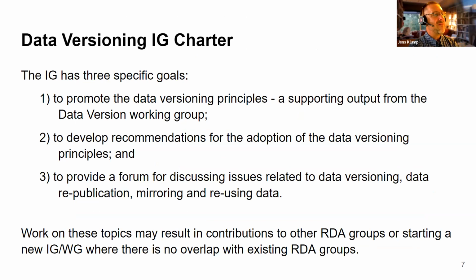The data versioning group has a charter, as all groups have, with 3 specific goals. Firstly, to promote the data versioning principles as the supporting output from the data versioning working group. Secondly, to develop recommendations for the adoption of data versioning principles. And thirdly, to provide a forum for discussing issues related to data versioning, data republication, mirroring, and reusing data. And we see that work on these topics has also been fed into other RDA groups. And maybe there's enough interest in some aspects of this work to form a new interest group or working group where there's no overlap with existing RDA groups.